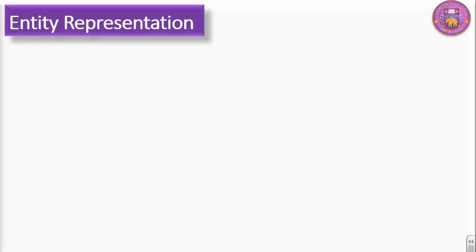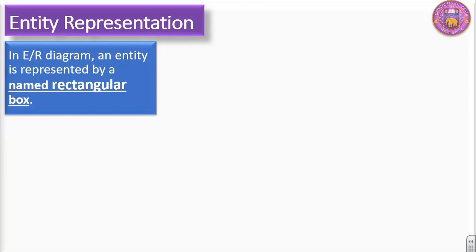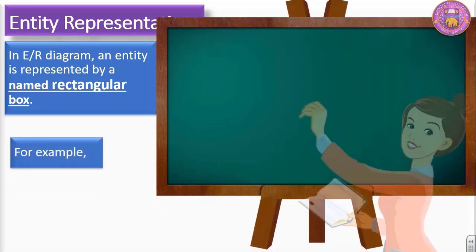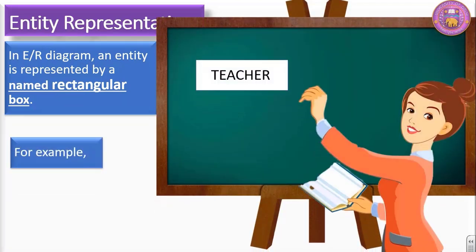Fifth, activity. Examples of activity are admission, fee collection, examination, and it can be annual function, etc. Entity representation. In an ER diagram, an entity is represented by a named rectangular box. For example, teacher. Teacher is an entity and it is represented by a named rectangular box. We have given a name to this rectangular box.